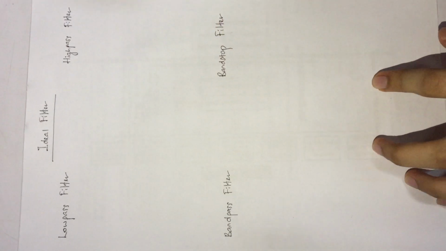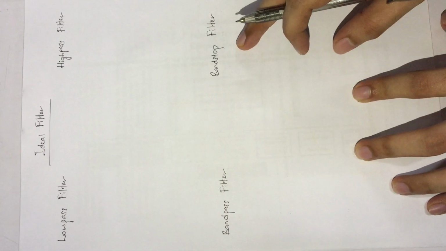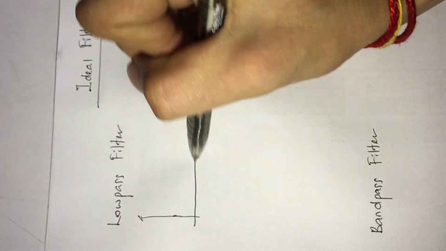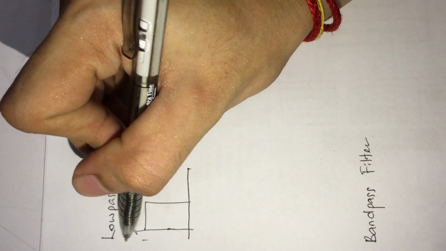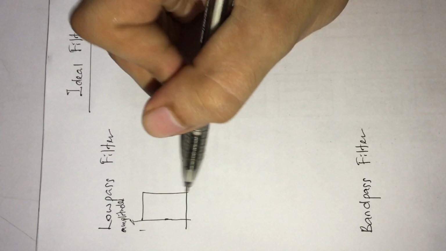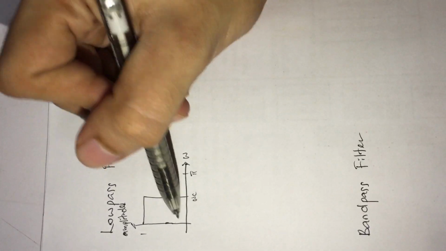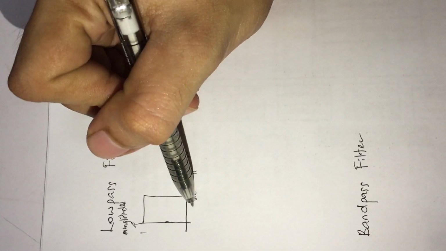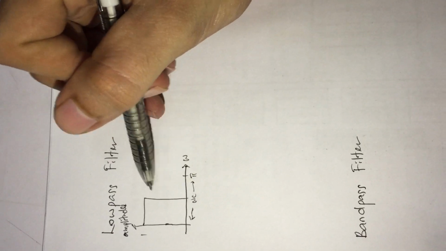Now we'll talk about ideal filters. There are four types of ideal filter: the low pass filter, high pass filter, band pass filter, and the band stop filter. For the low pass filter, this is the amplitude, this is the frequency, this is the cutoff frequency, and this is pi. As you can see, the low pass filter allows frequencies lower than the cutoff frequency to pass through, and anything more than that will be filtered out.